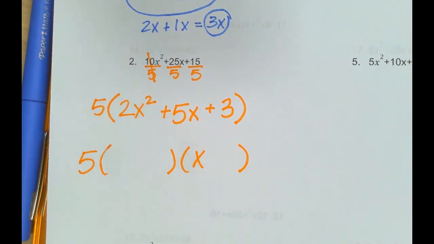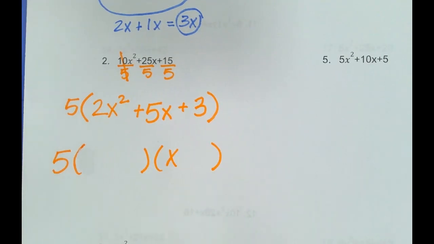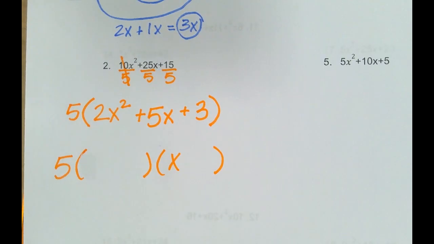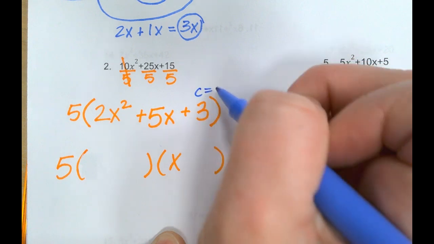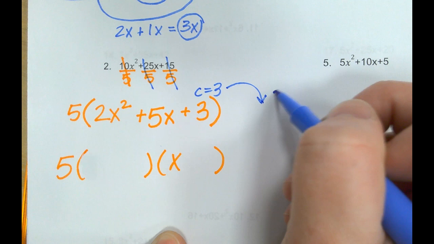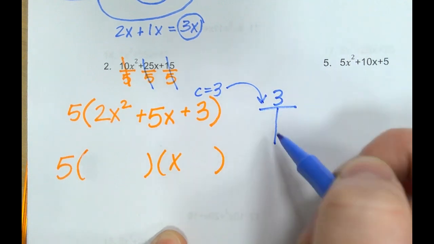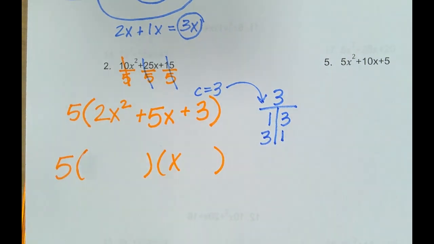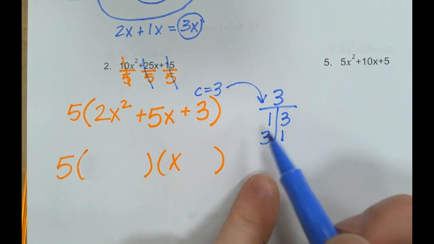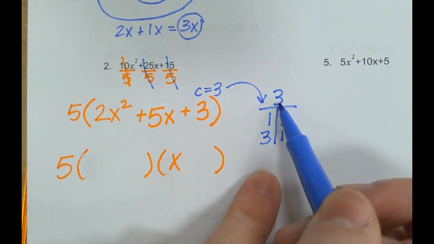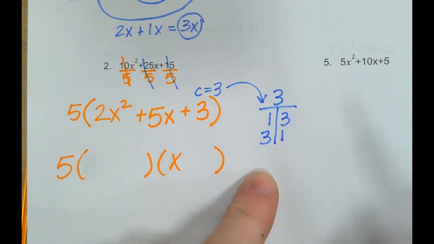Just more little things to keep track of. Now I'm going to have to wait for that to dry. So while I'm waiting for that to dry, what do we do in the meantime? Factors of your new C. Your new C is 3. Factors of 3. 1 and 3. 3 and 1. That's it. You cannot do anything else. 1 times 3 is 3. 3 times 1 is 3. Any other numbers are not going to work.